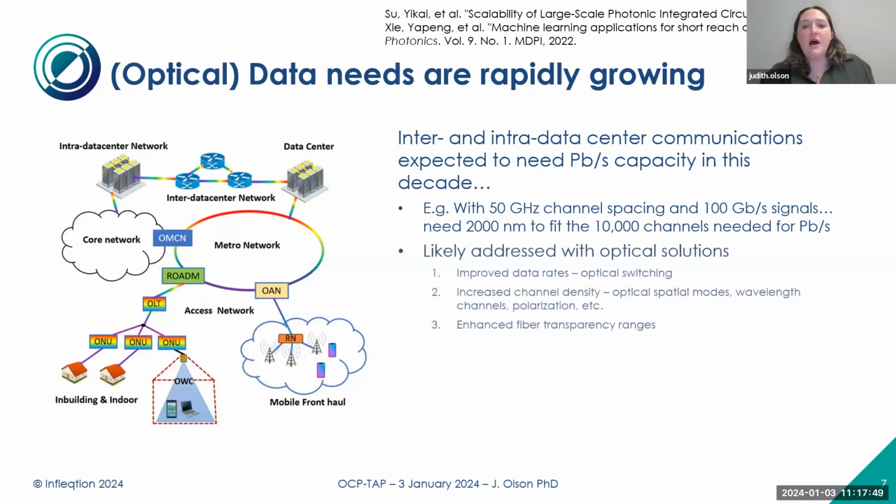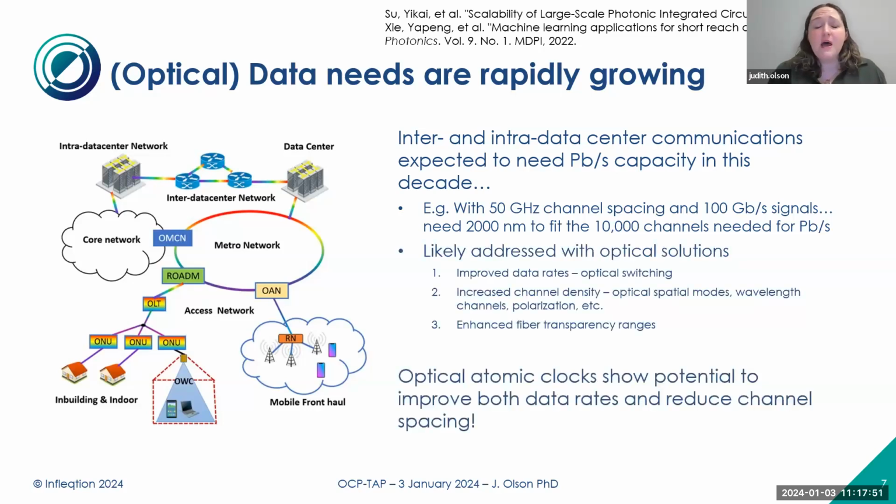We either need to increase the data rates. This is being done right now with optical switching and some other tools that allow you to send faster data. And then increasing the channel density is the other route. So if you can reduce the 50 gigahertz spacing to something smaller, down to gigahertz or sub-gigahertz, you can start using more channels per fiber. It's complicated to do that. I'll dig into that a little bit later. And then the other area that's being worked on here is also increasing the transparency range, using things like hollow core fiber or specialized dispersion features in your fibers to help this.